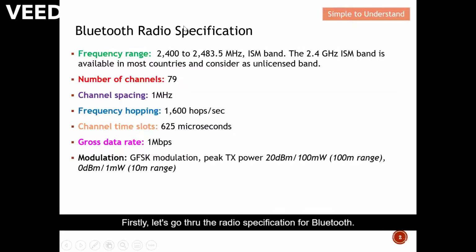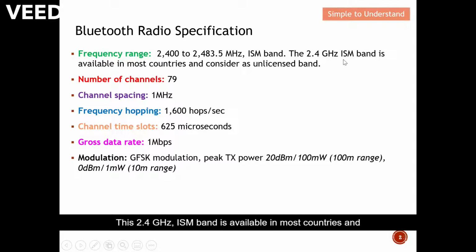Firstly, let's go through the radio specification for Bluetooth. For Bluetooth, the frequency range is from 2400 to 2483.5 megahertz. So this band is also called an ISM band. I stands for industry, S for scientific, M for medical. So in short, it's also called an ISM band.